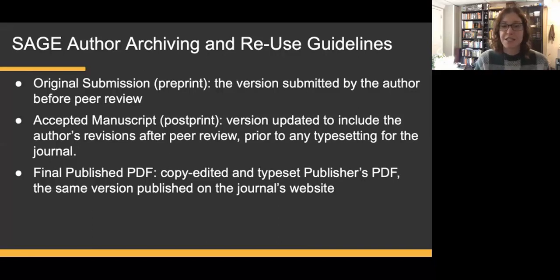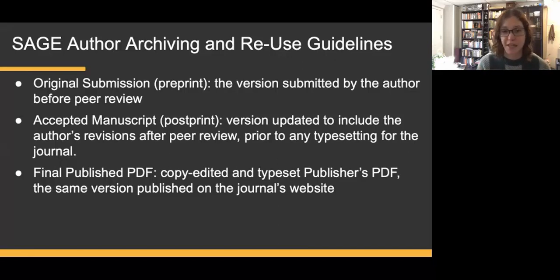The second version is sometimes called an accepted manuscript or postprint. This is the version that's been updated to include all of the revisions based on peer review, but it hasn't yet had any of that final typesetting or layout. So usually maybe a final Word document you send to the publisher after peer review. The last one is the final published PDF, sometimes called the final version, the publisher version. This one has all the copy editing, the layout, the typesetting. It's that same version that's going to be published on the journal's website.